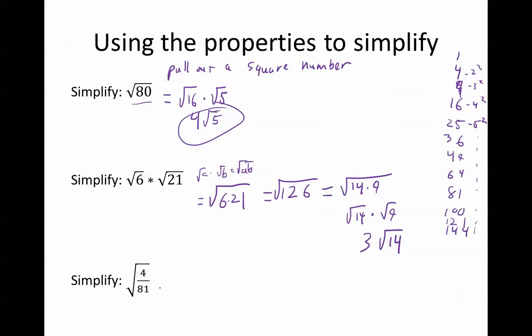Finally, the last one, this is our division. The square root of 4 over 81 is the square root of 4 divided by the square root of 81, both of which are square numbers. That's 2 and 9, so that's 2/9.